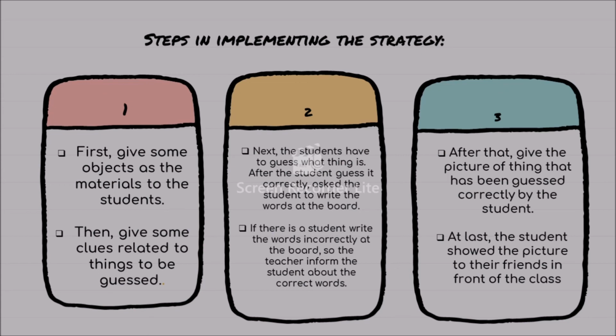Next, the students have to guess what it is. After the student guesses it correctly, ask the student to write the word on the board. If a student writes the word incorrectly on the board, the teacher informs the student about the correct word. After that, give a picture of the thing that has been guessed correctly by the students. And the last, the students show the picture to their friends in front of the class.